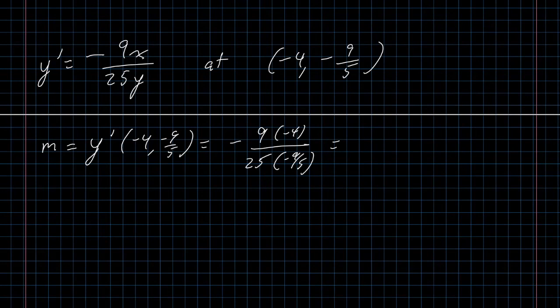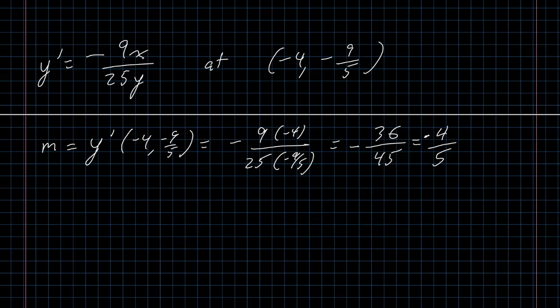-9 times -4 is positive 36. 25 times -9/5 is -45. Those are both divisible by 9, actually. And so we're going to end up with, I lost a negative, we're going to end up with -4/5 as the slope.